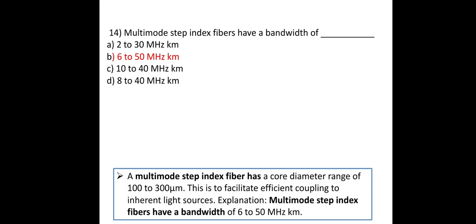A multimode step index fiber has a core diameter range of 100 to 300 micrometer. This facilitates efficient coupling to incoherent light sources. Okay, the correct option is B.